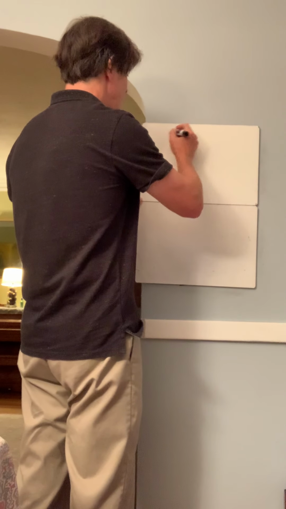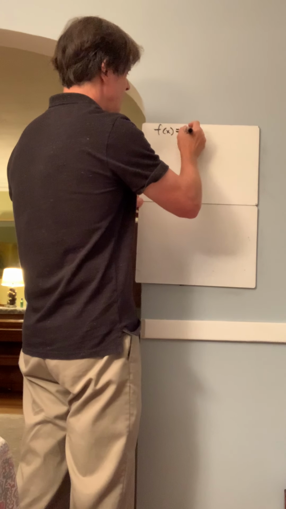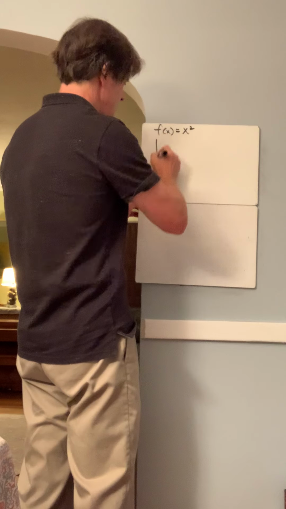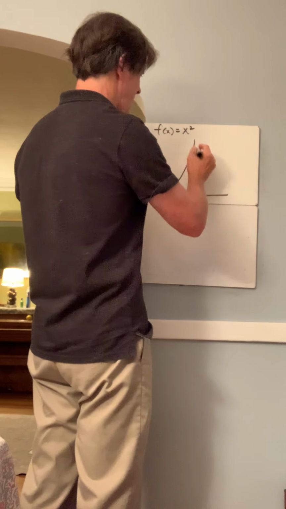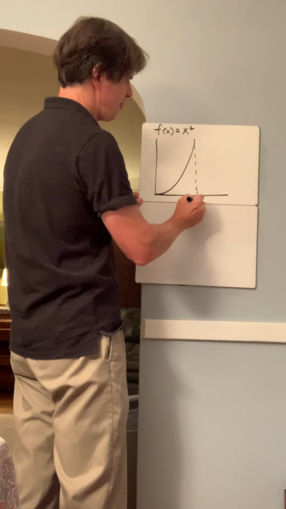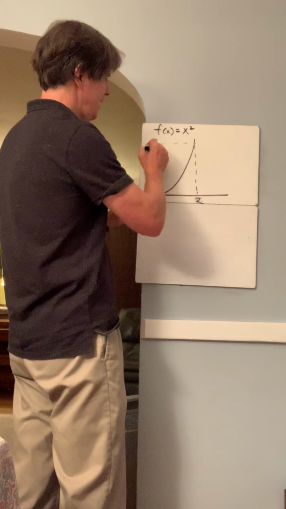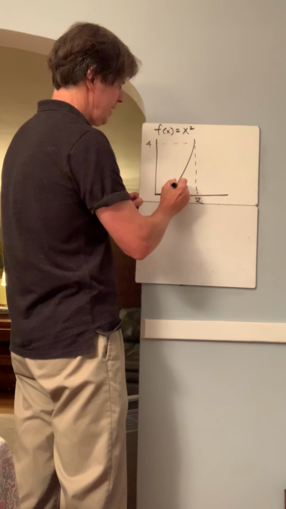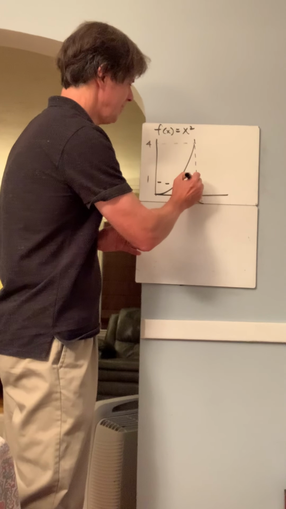Let's just do the parabola. Let's just do y equals x squared. Let's say that f of x is x squared. And that looks like this. I'm going to draw it reasonably well. Let's see. It goes like that. And this is 2, let's say. And it goes up to 4 when you get out to 2. And when it's 1, it's 1. That's not bad. That's good enough.